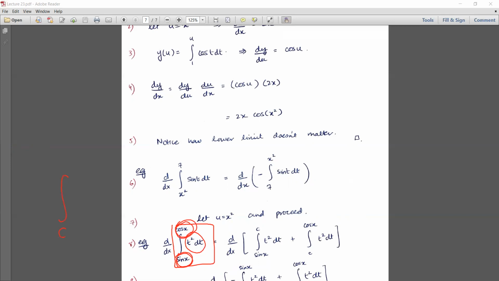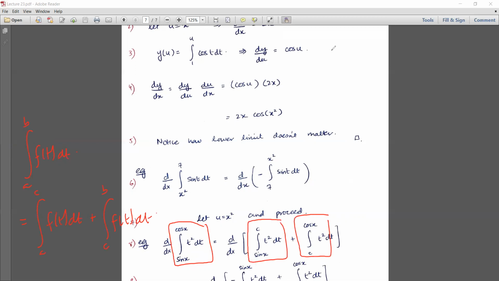Remember the property of definite integrals, that if you have an integral from a to b of f of t dt, then that's equal to the integral from a to c f of t dt plus c to b f of t dt. So I can just choose any constant. Remember, the constant limit doesn't play a role in my final answer. So I can just choose any c and write this integral here as the sum of these two integrals. So integral from sine x to c plus the integral from c to cos x. Right? And again, I still want to differentiate this.